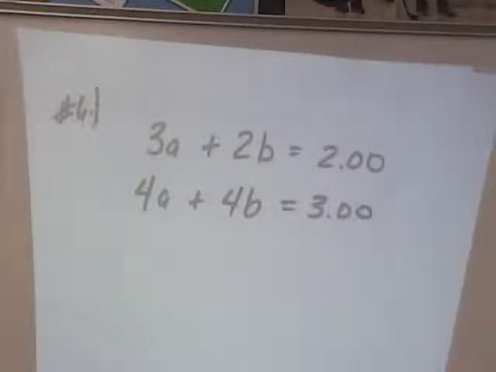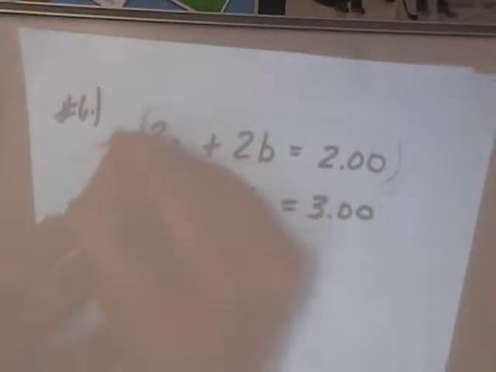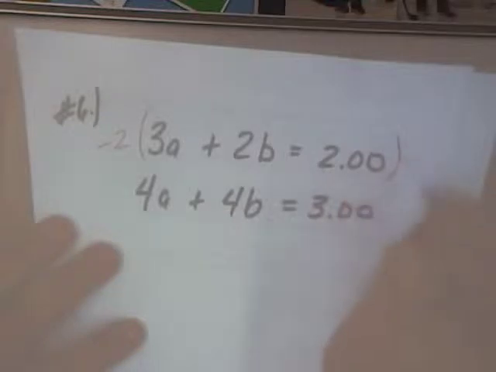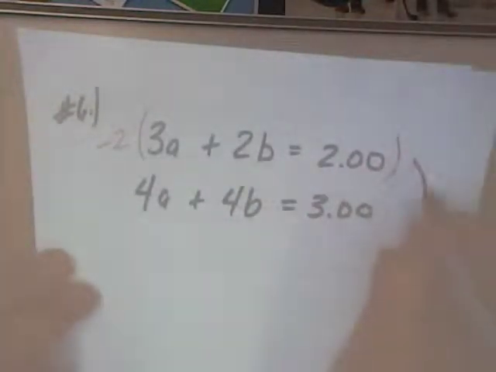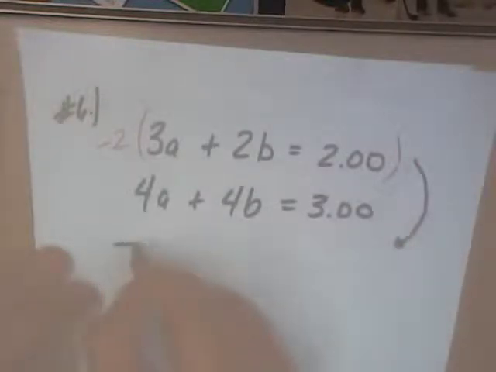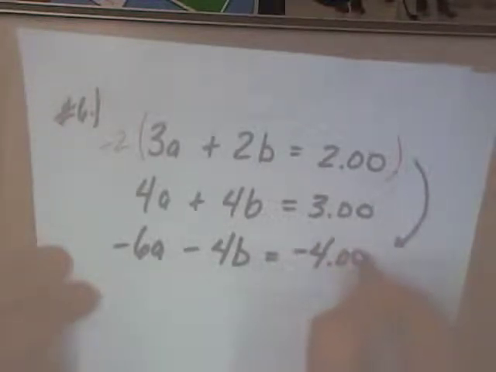Move the B to the other side. Multiply by -2. Multiply the top equation by -2. All right, so what will that give us? I'm going to rewrite that after I multiply down here. -6A minus 4B is equal to -$4.